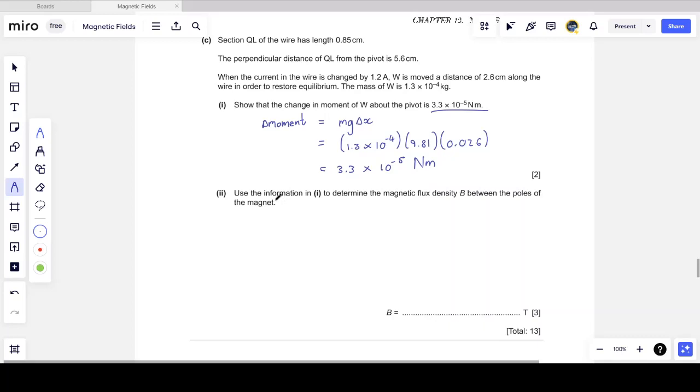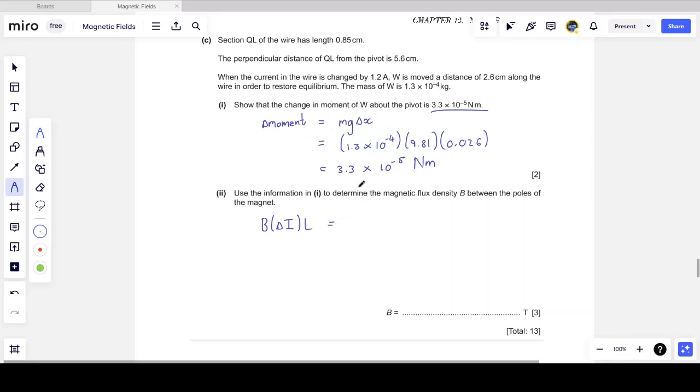The last part of the question says use the information in 1 to determine the magnetic flux density between the poles of the magnet. Now this is where it gets a little bit more complicated. What I know is that the force that's being applied to the wire must equal the force that's experienced on the other side when we move the weight in order to balance the wire. So this force, I know, is B times the change in current times the length of the wire in the field. So if I want to know the change in force on one side, it must be equal to the change in force on the other side.